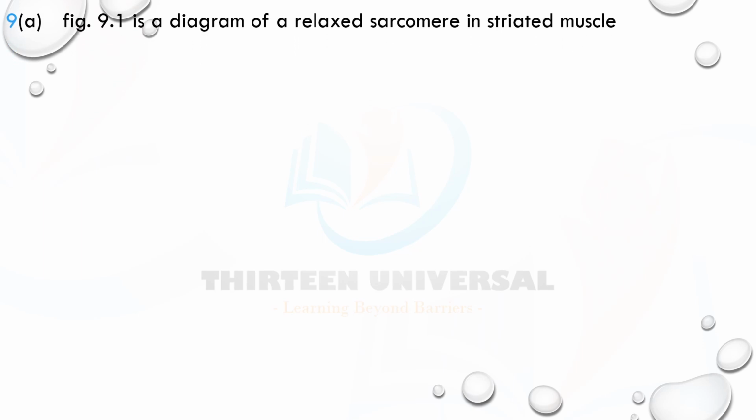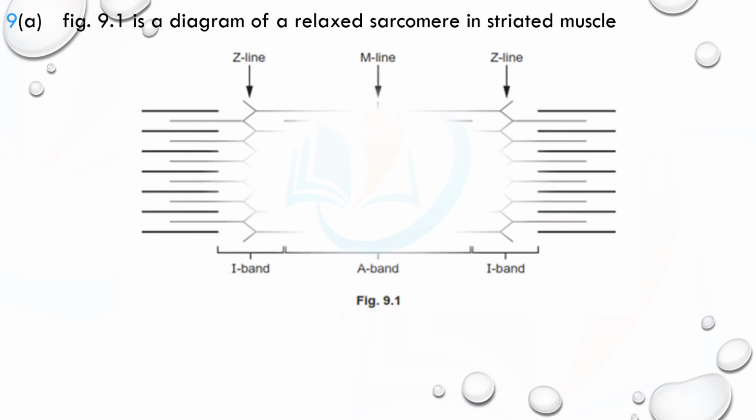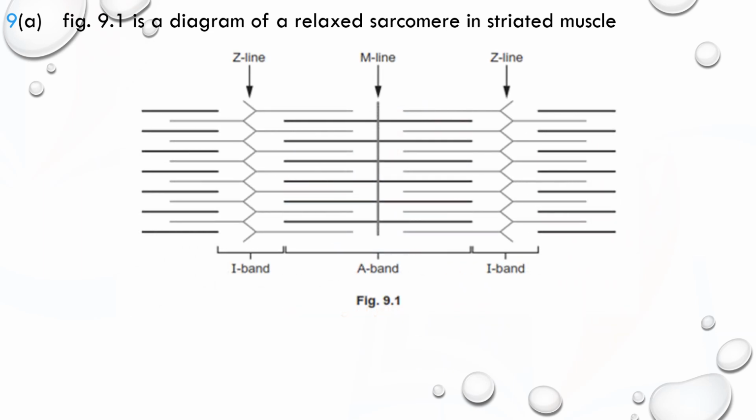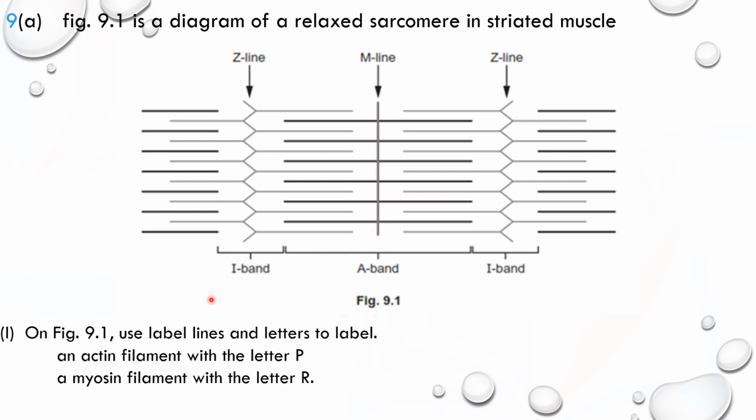Fig 9.1 is a diagram of a relaxed sarcomere in striated muscle. You can see that, that's the sarcomere, right? So from here to here, the sarcomere. A band, a mixture of thick and thin. I band only thin. H band wasn't given here, which is from here, thick. So what's the question? On Fig 9.1, use label lines and letters to label an actin filament with letter P, myosin filament with R. So pause the video and try it.